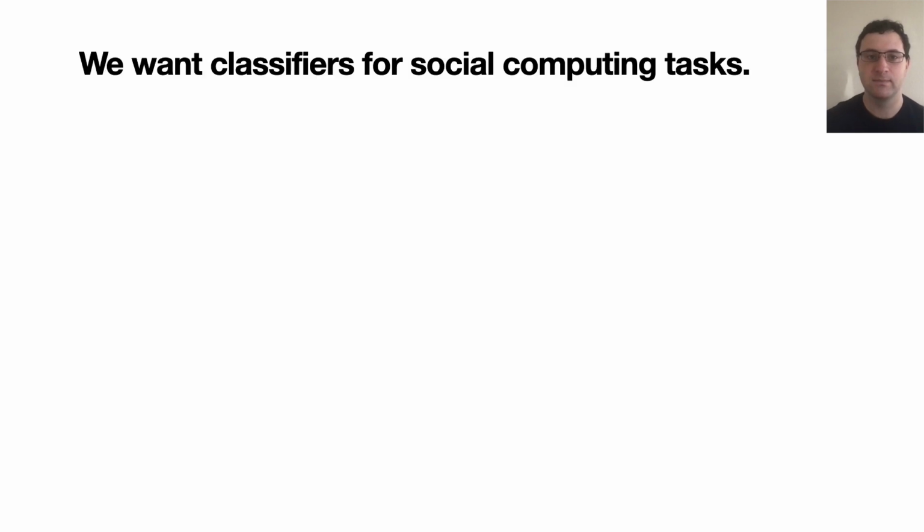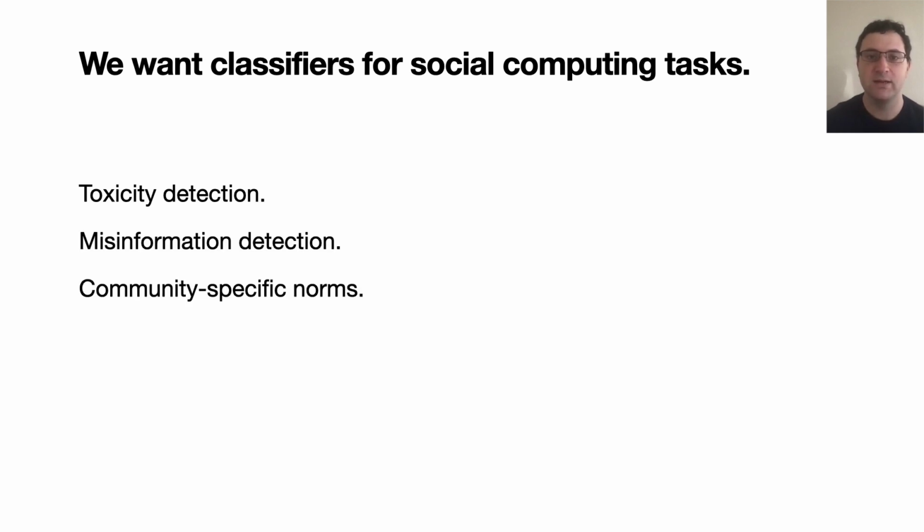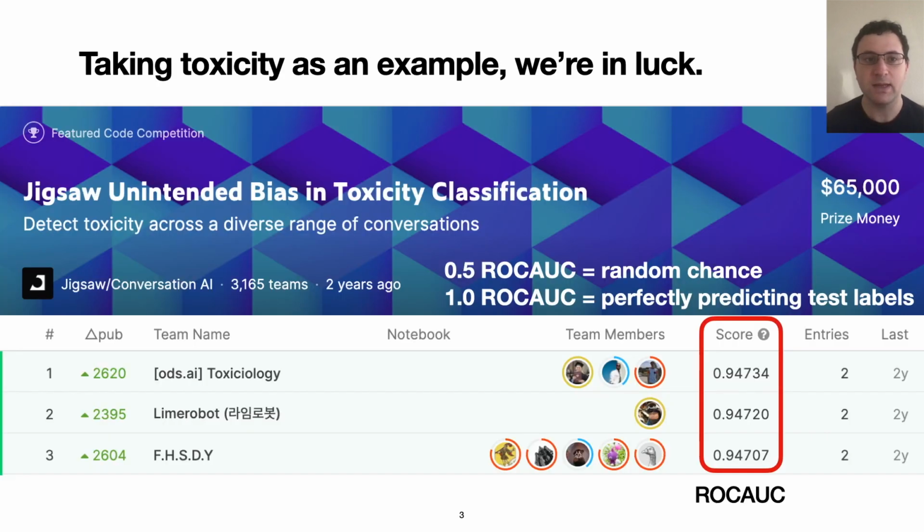In this talk, I'll describe how we're aligning machine learning performance metrics with the reality of users' experience. Moderators, researchers, and engineers want classifiers for critical social computing tasks that they can easily deploy at scale. Tasks like toxicity detection or misinformation detection and enforcing many other community-specific norms. Taking toxicity as an example, it would appear we're in luck.